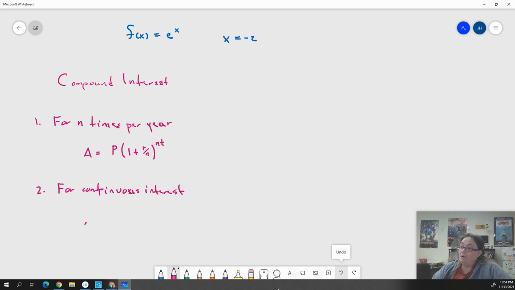Continuous interest I always call PERT, because it's P E to the RT, and I always think of it as PERT. What do all these letters mean? Well, the P is the principal. It's what you're investing, right? What is that initial amount you put in? Principal amount.